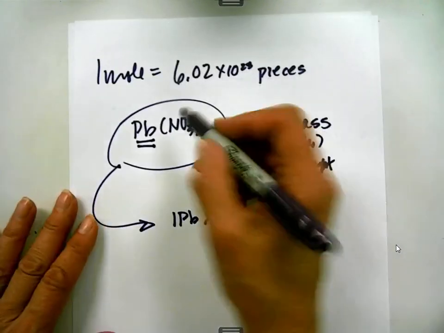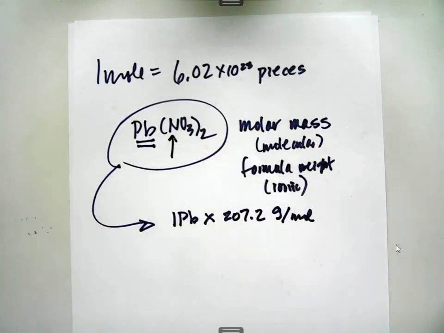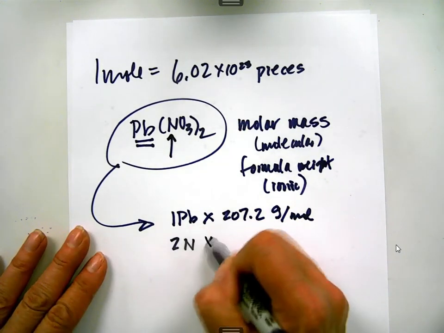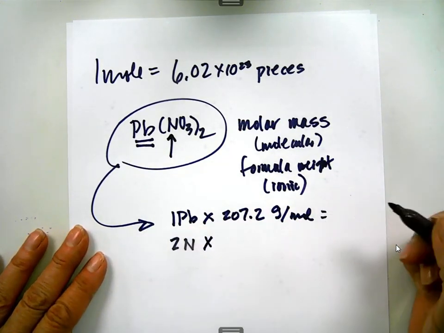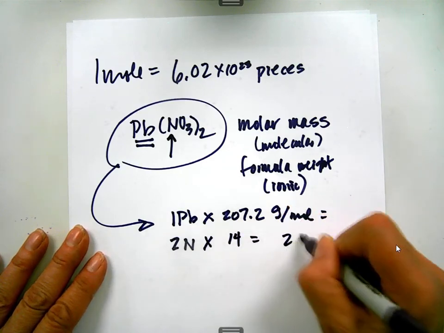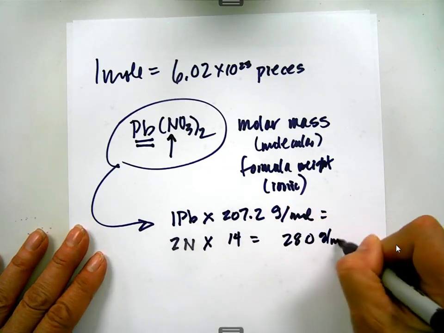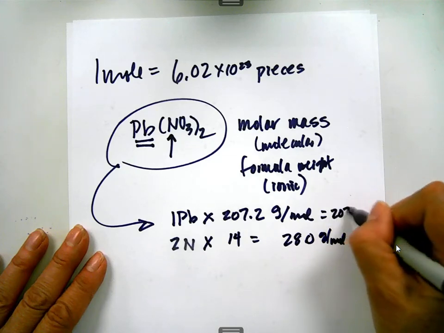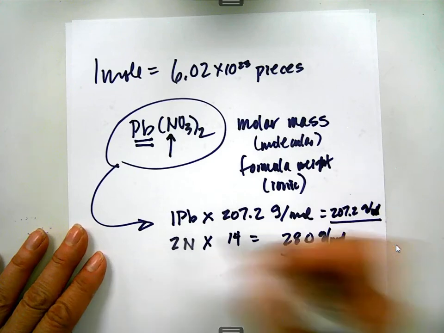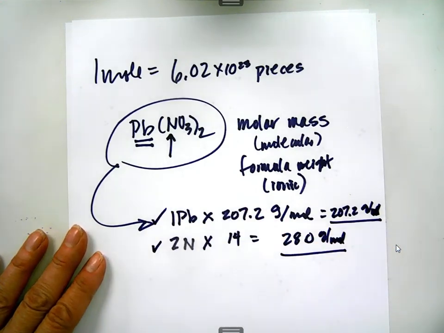All right, so how many nitrogens are in 1 piece of lead nitrate? There's 2 of them, so I have 2 nitrogens. Each one is 14 grams per mole. Gives me 28 grams per mole. This one is 207.2 grams per mole. Let's put that and that. I've got the nitrogen and the lead accounted for.